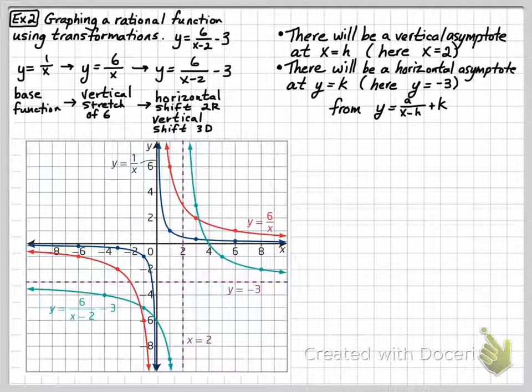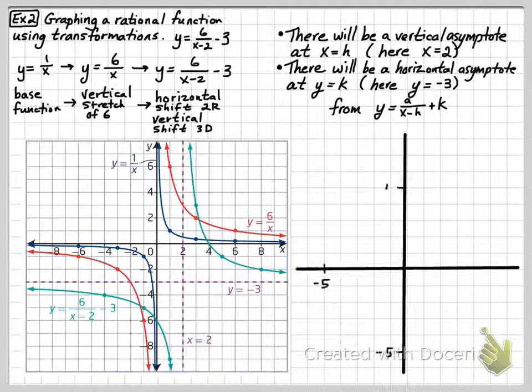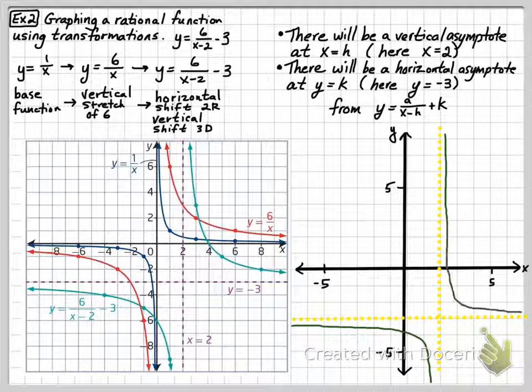Now if I was drawing this graph from scratch, I would draw in my axes, then I would draw in my asymptotes. I'd put in a vertical asymptote at x equals 2, and then I would draw in my horizontal asymptote at y is equal to negative 3, and then I would draw my graph to fit my asymptotes. So there I have my graph of y equals 6 over x minus 2 minus 3.